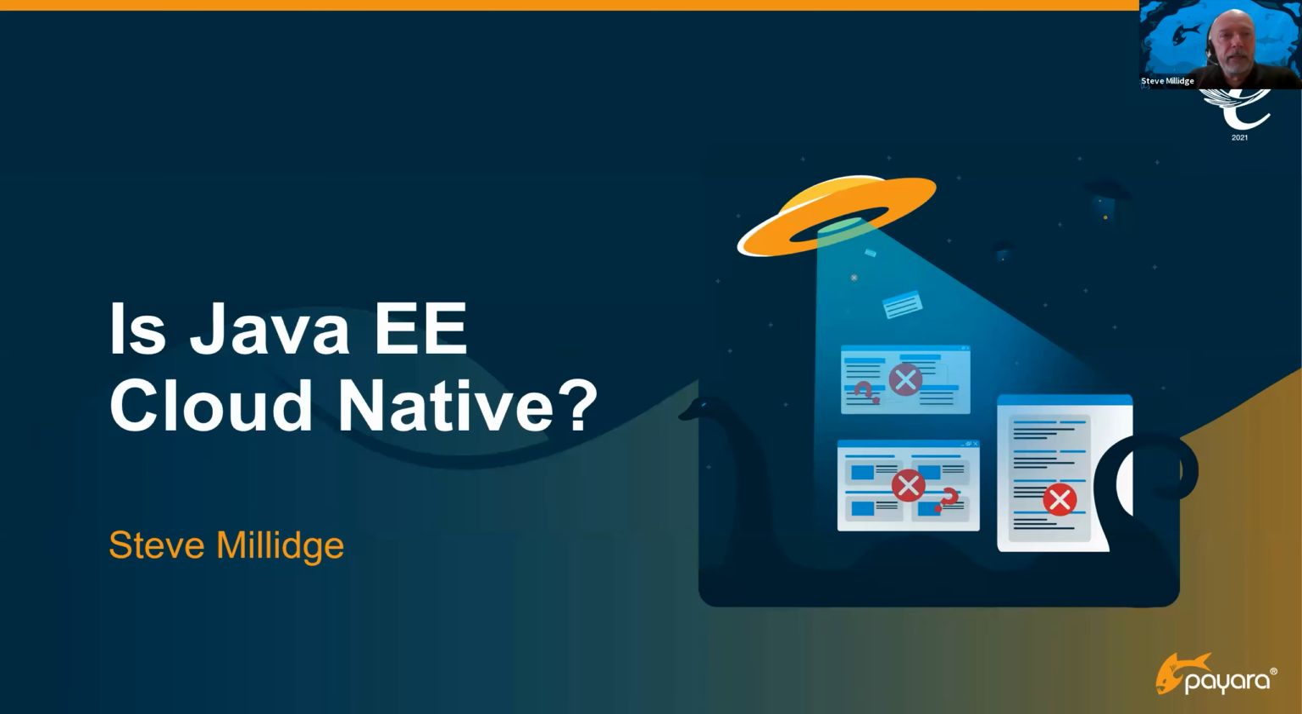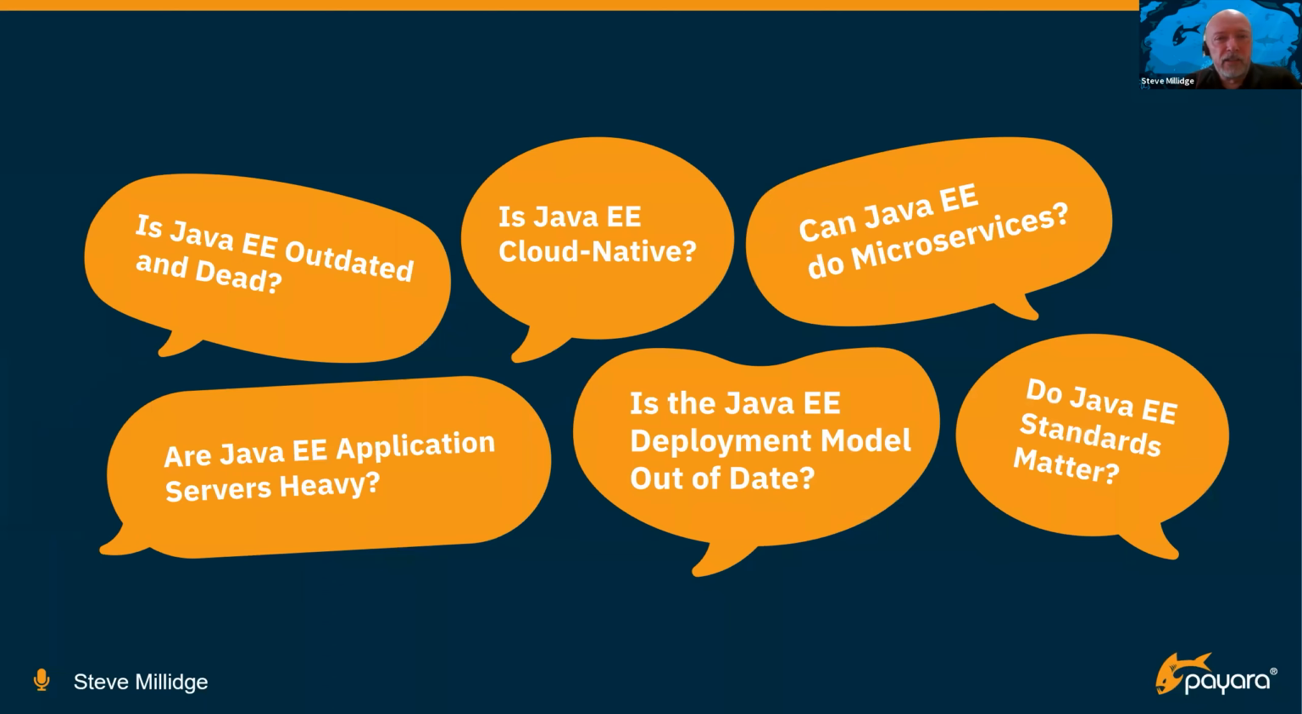This is part, as Jaden said, part of a series of webinars. We're asking 6 questions. We've covered 2 of them already. We're up to is Java EE cloud native? Next one, we'll be looking at microservices. We're halfway at the end of today. So our summer series, and we'll be looking at microservices next week.